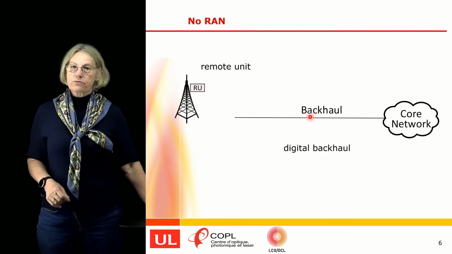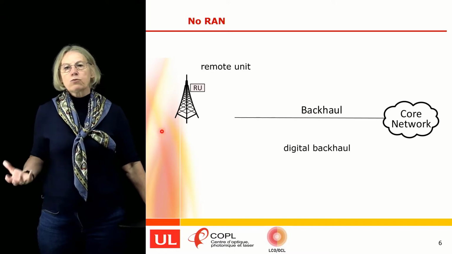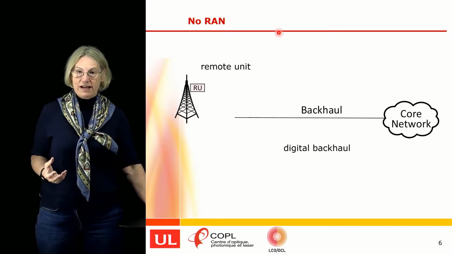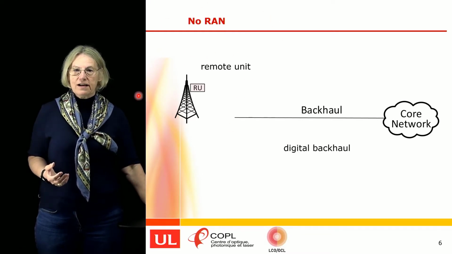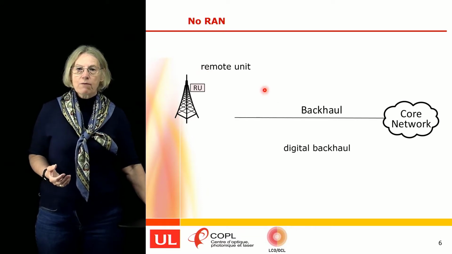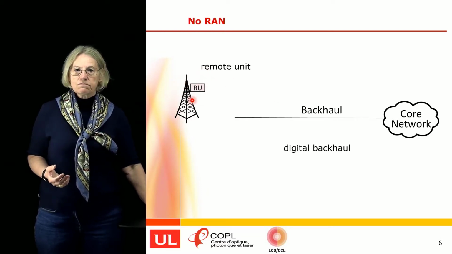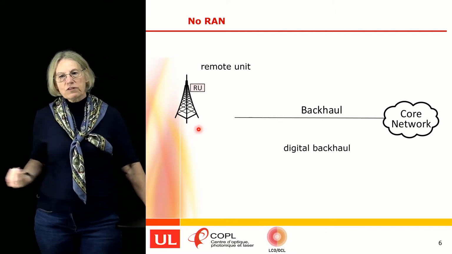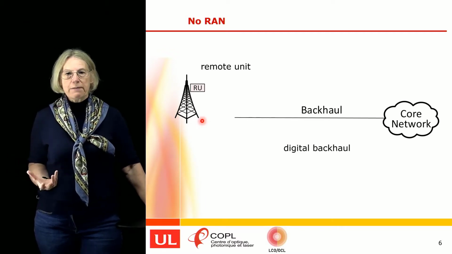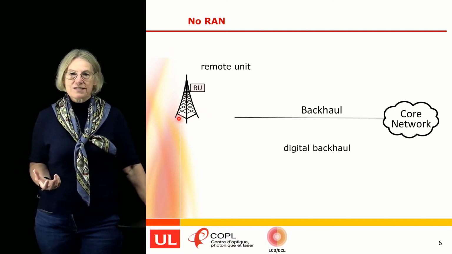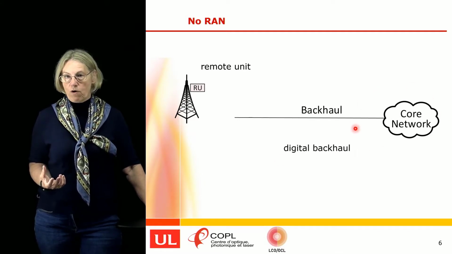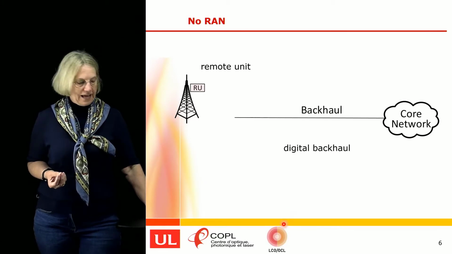So let's start going through how I use the cloud, how I use wireless services. And the first one I'm going to do is really when there's no radio access network. What we've got here is an antenna site, an antenna tower, and we're going to call the remote unit the processing that's done at the antenna site. When there's no radio access network, that means that there's an optical fiber that goes from this site, and it's basically doing what we call backhaul. So all the processing has been done at the remote unit, and we have digital backhaul to the core network where we'll access information in the cloud.